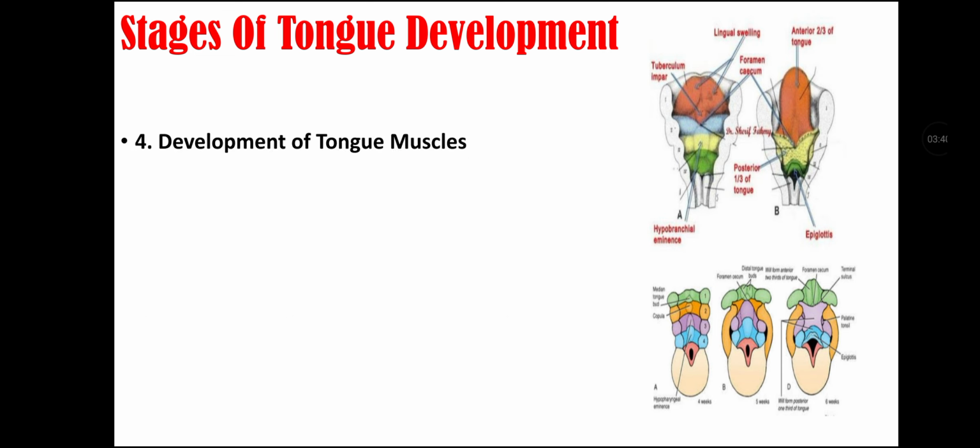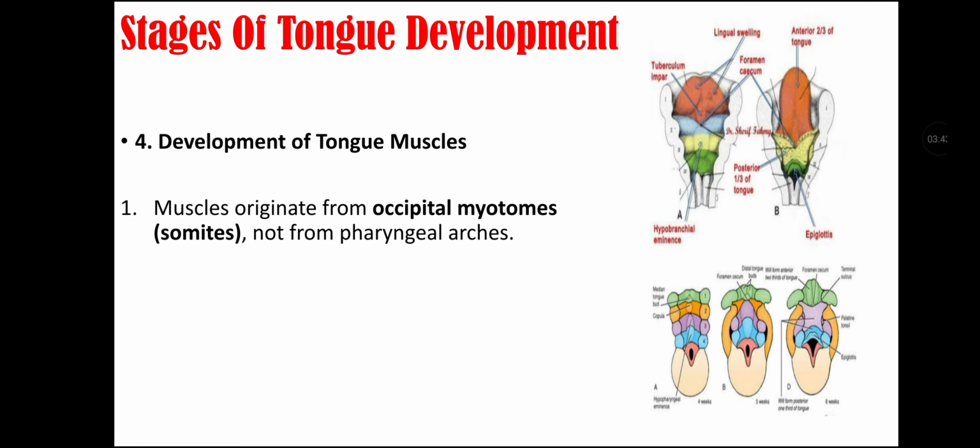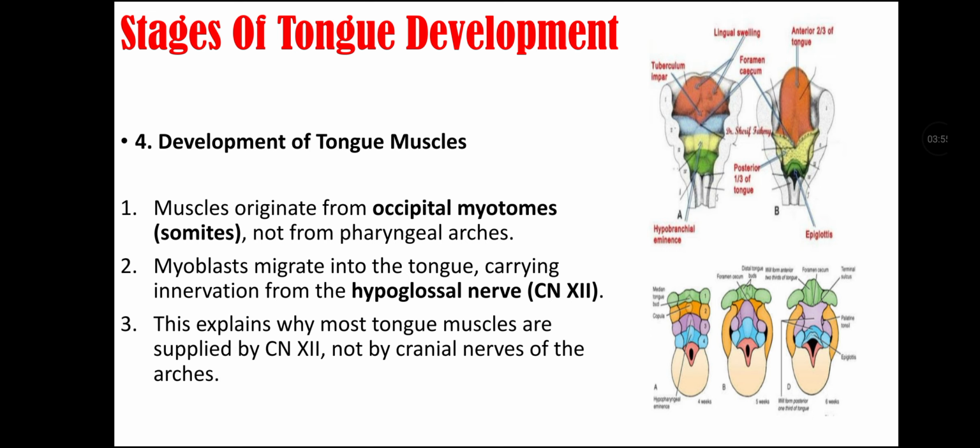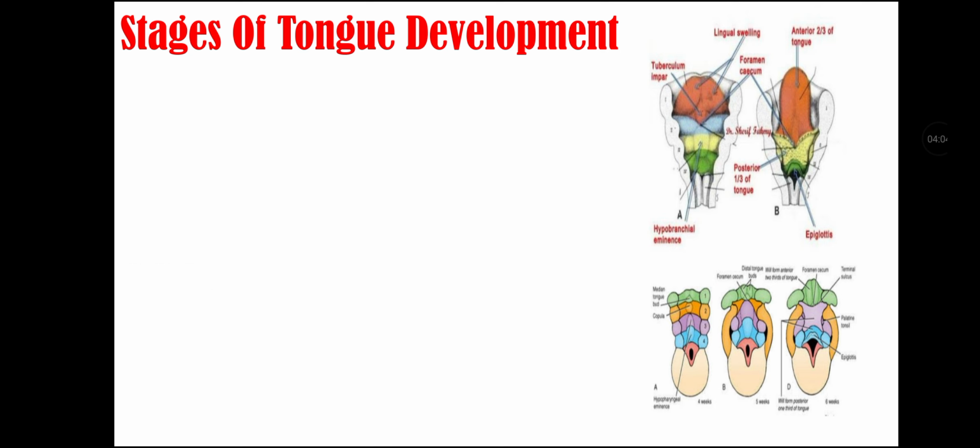Fourth stage of tongue development is the development of tongue muscles. It is when muscles originate from occipital myotomes and not from the pharyngeal arches. So myoblasts migrate into the tongue carrying innervation from the hypoglossal nerve, that is the 12th cranial nerve. This explains why most tongue muscles are supplied by 12th cranial nerve and not by cranial nerves of the arches, that is first, second, third, fourth.